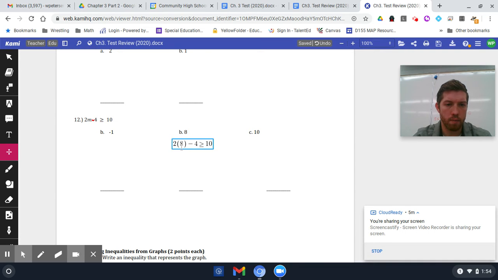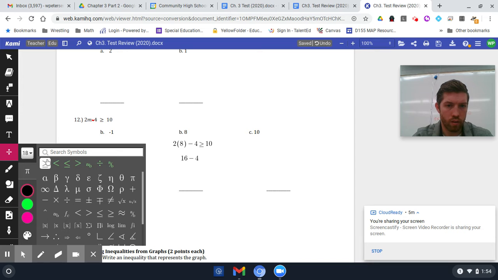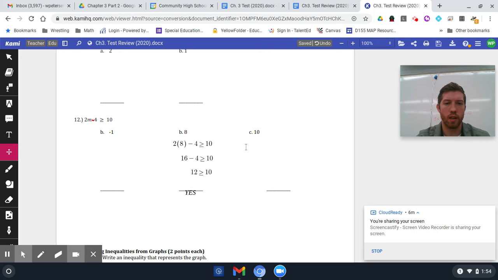Well, 8 times 2 is 16. 16 minus 4, is that greater than or equal to 10? Well, 16 minus 4 is 12. Is 12 greater than or equal to 10? Yes, 12 is. So we're going to put our answer right here. Yes. All right, so again, this is just like plugging it in.